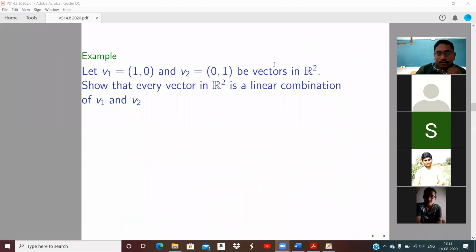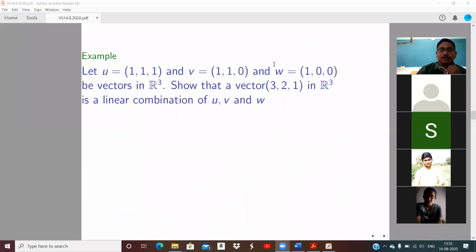Okay, we have one more example. Can you try this example? We have 7 minutes. We can also solve it here. We want to show that every vector in R3 is a linear combination. Just (3, 2, 1) is representative of this. We want to show that.